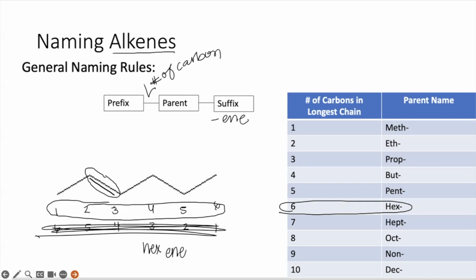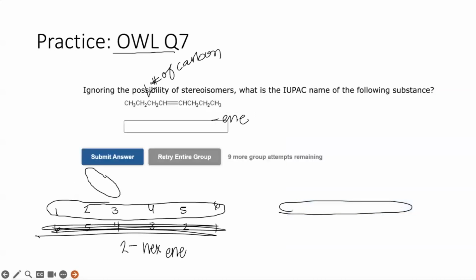All right, so it spans 2 to 3, but we need to only tell the audience the lowest number, and it's implied, okay, if you're telling me 2, then it spans from 2 to 3. If you tell me 3, then it spans from 3 to 4, right? So we tell them the lowest number, and so in this case, it's 2. We still use the hyphen, so 2-hexene. All right. So let's practice that a couple times here with some OWL questions.